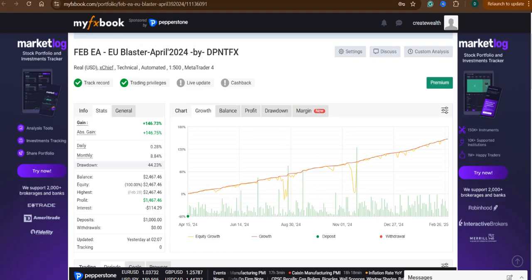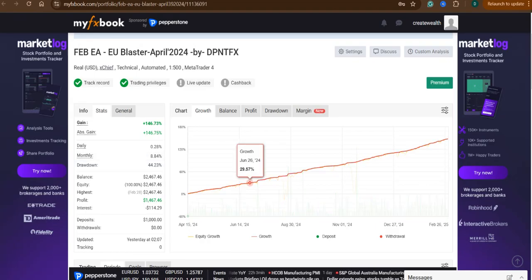almost going to be 11 months in a few days. March has already started, so in April we will be completing 12 months. But yes, as of now we have completed almost 45 weeks. Okay, so the monthly was around 8.84% and 44.23%. This monthly depends, actually, that varies from month to month.